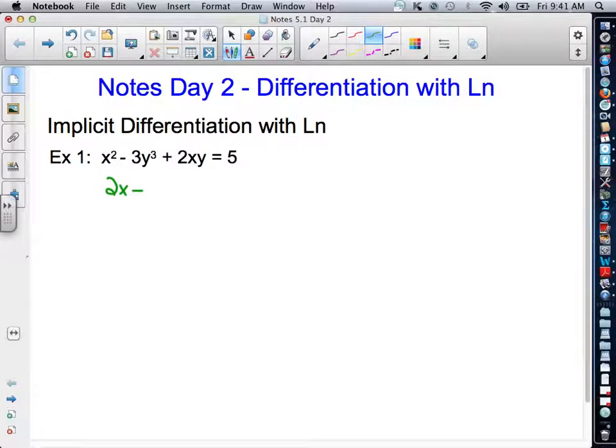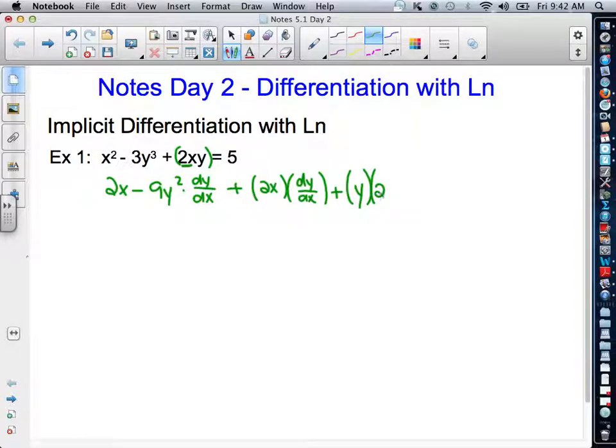For 3y cubed, it's going to be 9y squared, and then I need to put dy over dx with it. 2xy, I'm going to need to do a product rule with this one. So 2x is my first term. Derivative of y would be dy over dx. Plus my second term, which is y, times the derivative of the first, which is the 2x. So its derivative is 2, and the derivative of 5 is 0.